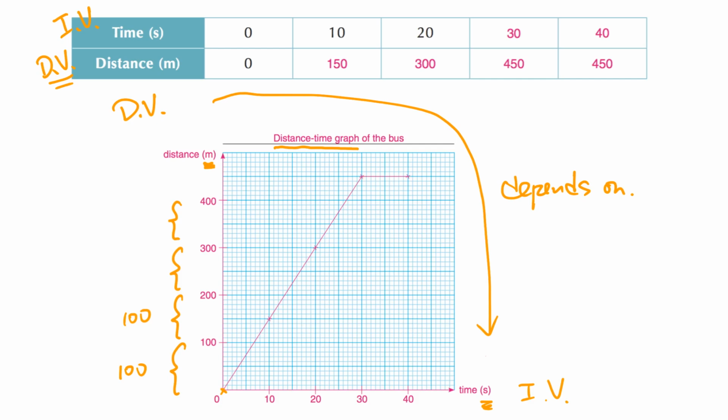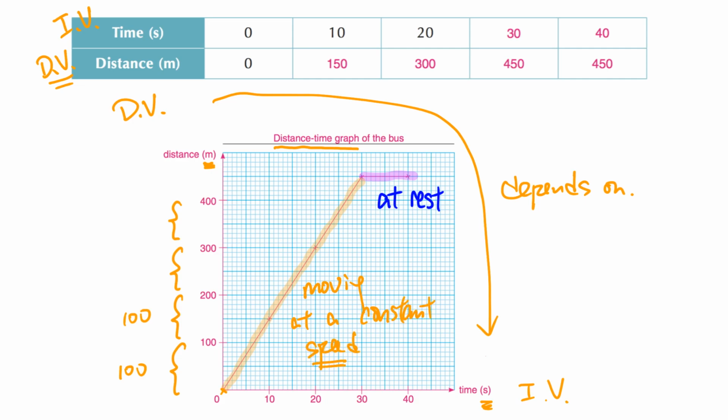From this graph, we find that if the distance-time graph goes horizontal, it means that the object is at rest. But if the distance-time graph shows a slope, it indicates that the bus is moving at a constant speed.